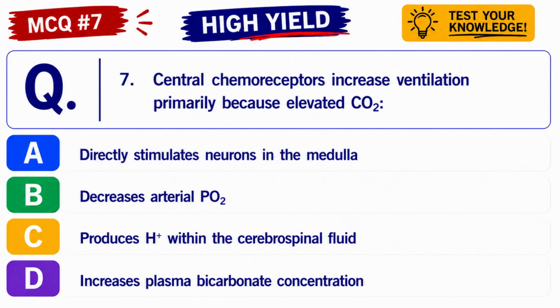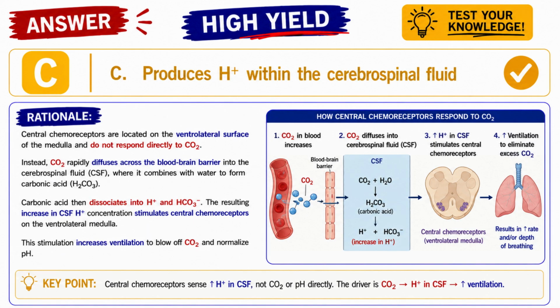Question 7. Central chemoreceptors increase ventilation primarily because elevated CO2: A. Directly stimulates neurons in the medulla. B. Decreases arterial PO2. C. Produces H+ within the cerebrospinal fluid. D. Increases plasma bicarbonate concentration. The answer is C. Produces H+ within the cerebrospinal fluid.